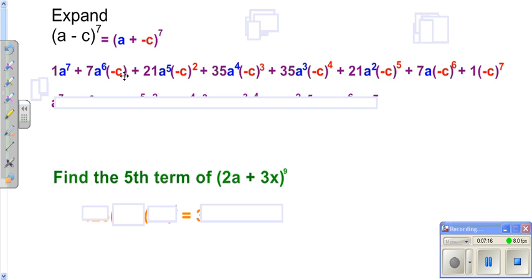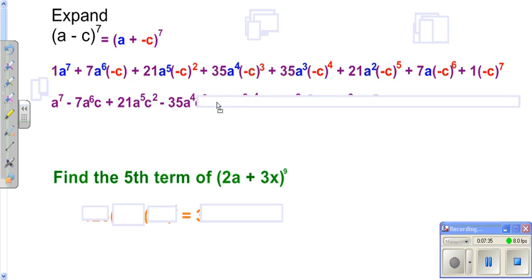Now all we're going to do is a little bit of simplifying. We don't have to have our 1 here. A negative times this makes it minus 7 a to the 6th c. A negative squared is positive, so it does not switch our sign. A negative cubed changes your sign in front, and so on. A negative to an even power never changes your sign. However, a negative to an odd power always switches the sign in front.